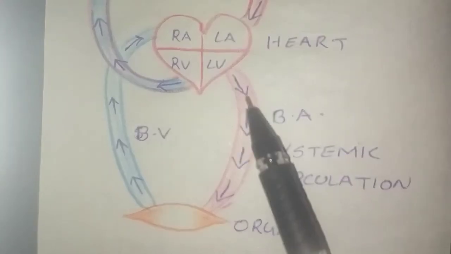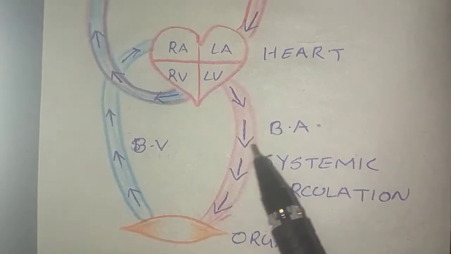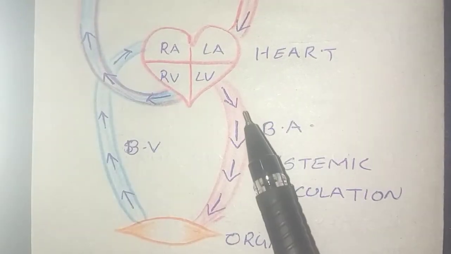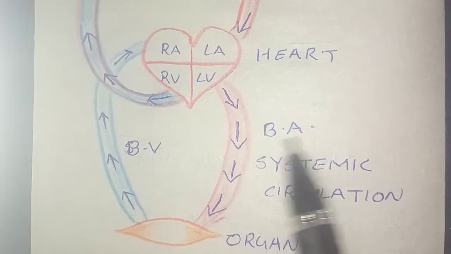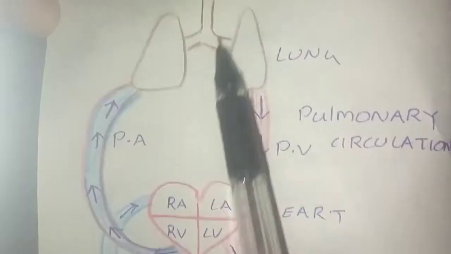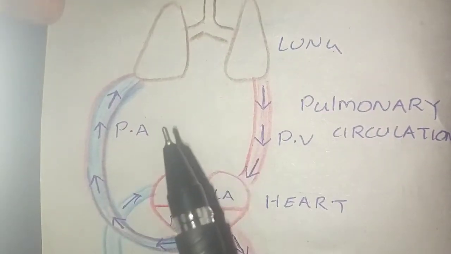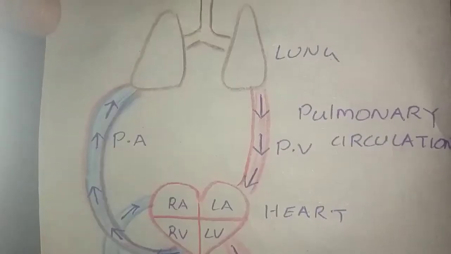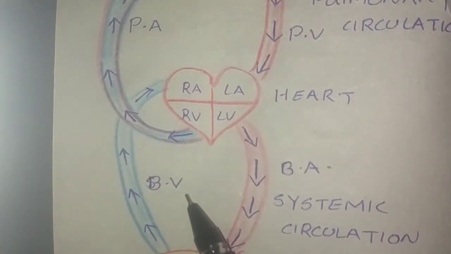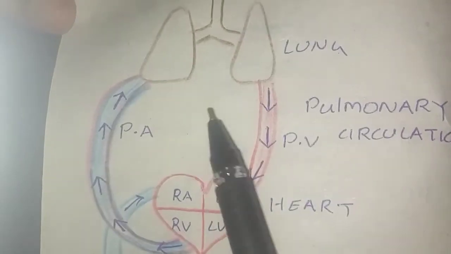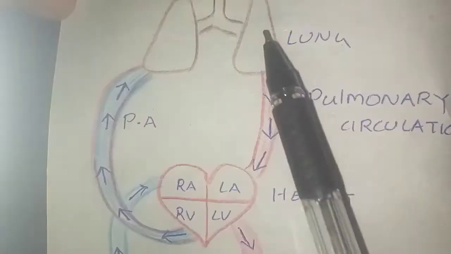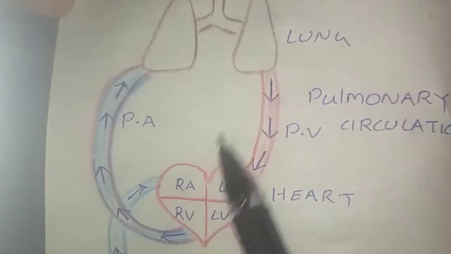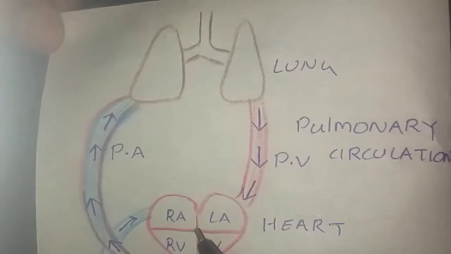Here we can see, in red color, this is the bronchial artery. One thing we need to remember: this is the systemic circulation, and this is the pulmonary circulation. So we have two circulations in our body. This is the systemic circulation, and this is the pulmonary circulation, the heart and lungs connecting circulation. This is a short loop of circulation.